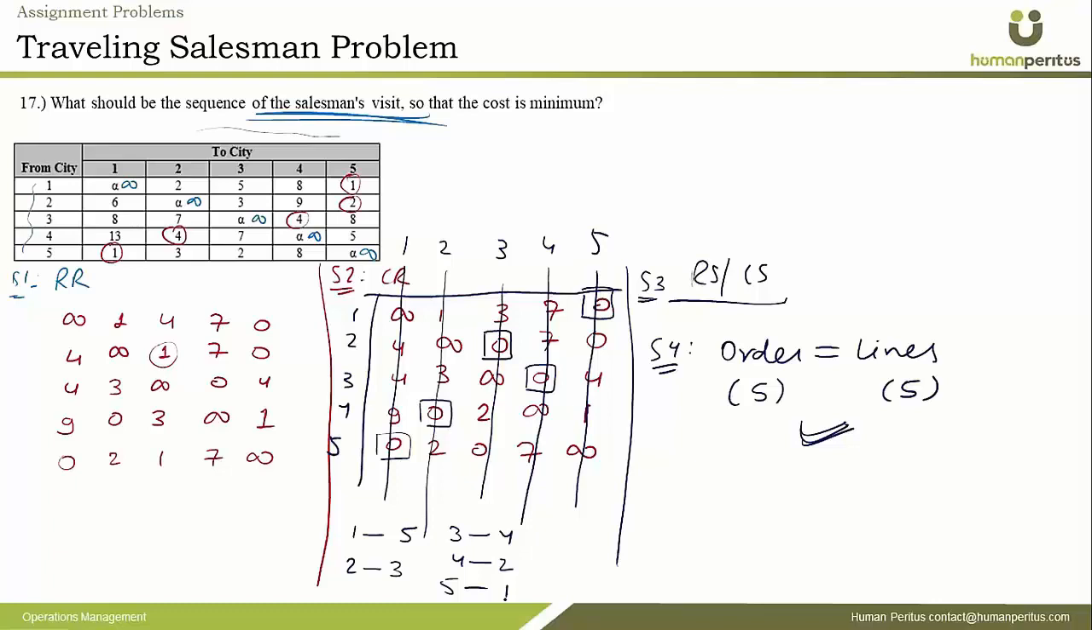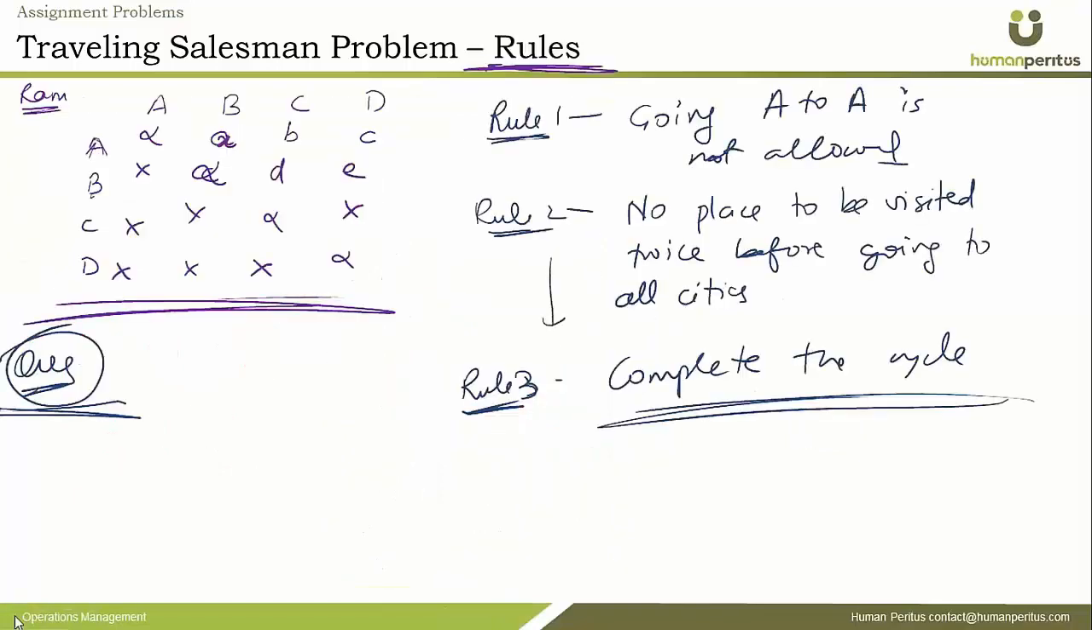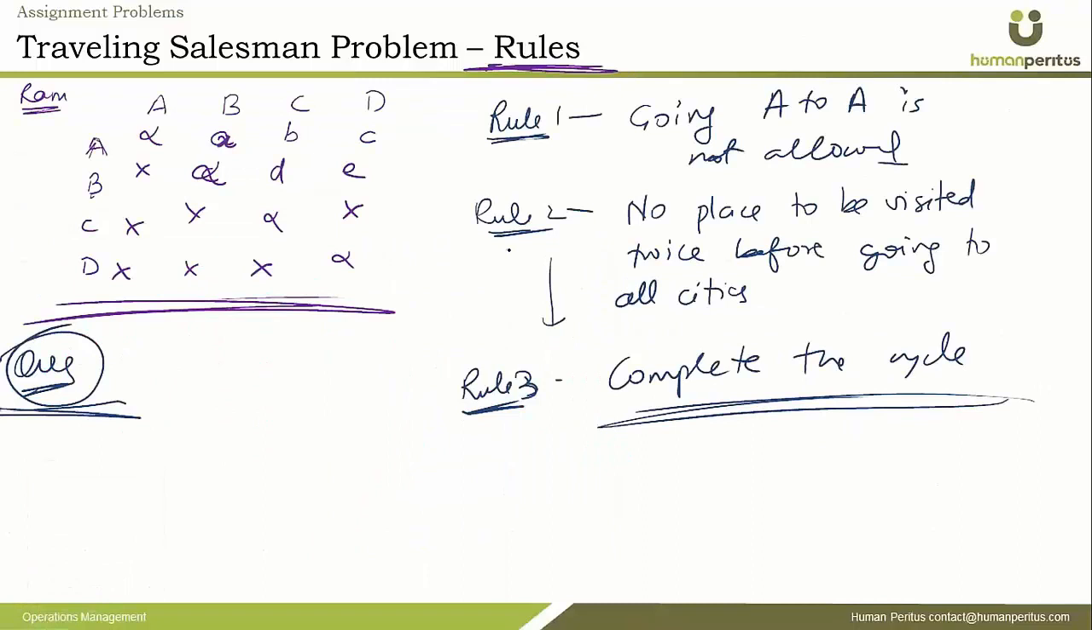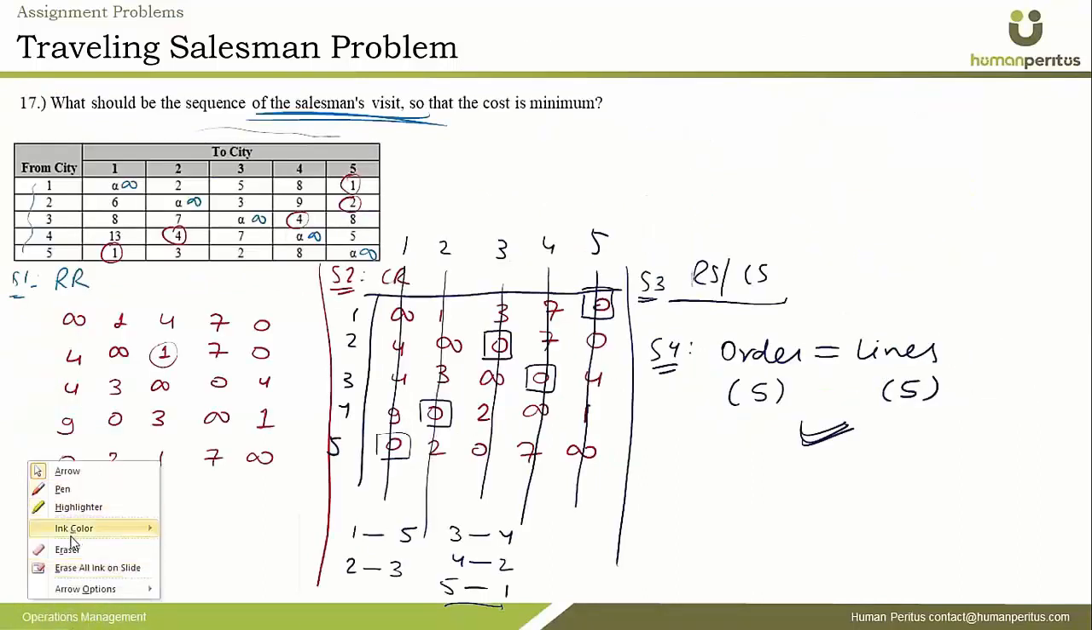From 1 the salesman goes to 5, and from 5 it will again go to 1, which means rule 2 has been... What is rule 2? No place to be visited twice, right? So rule 2 is not applicable, which means this is not the optimum solution.